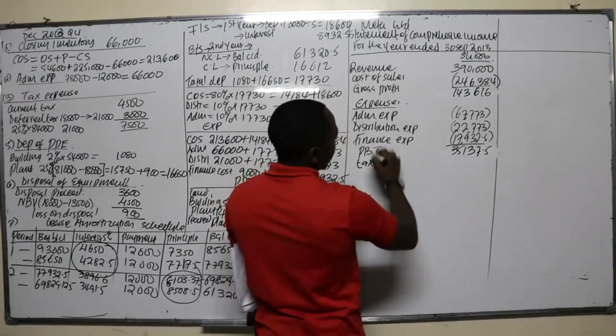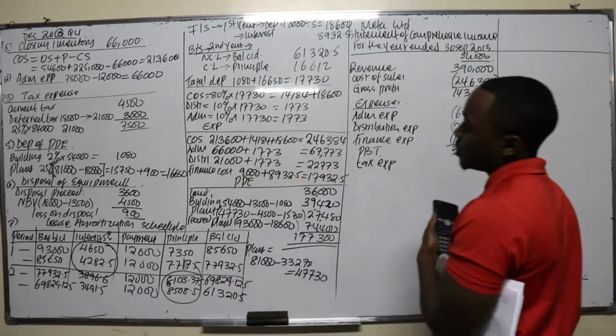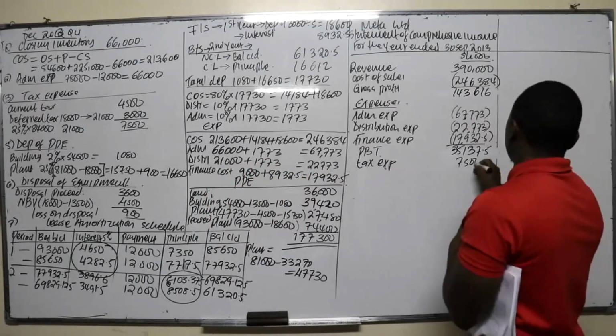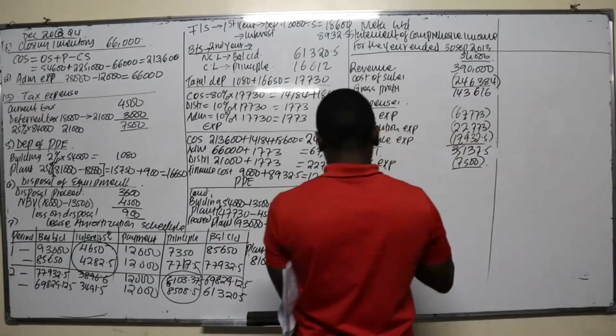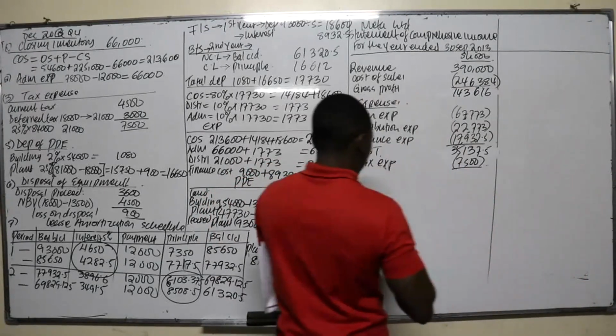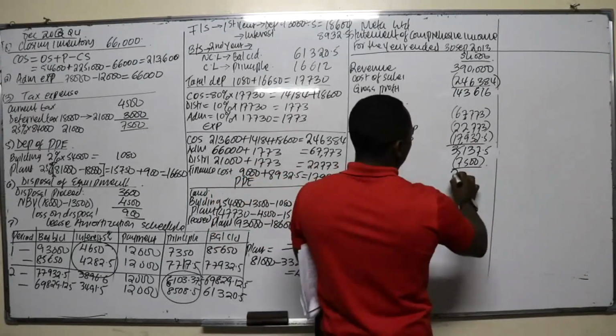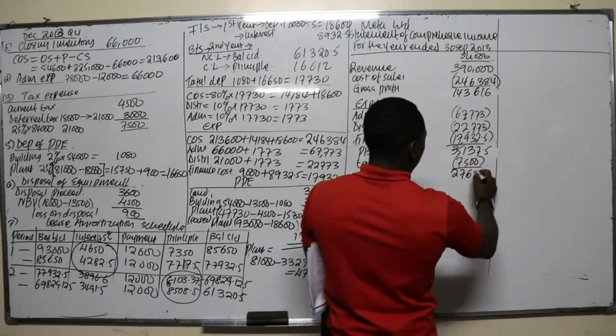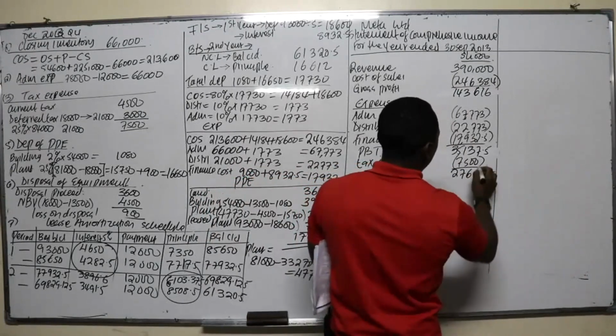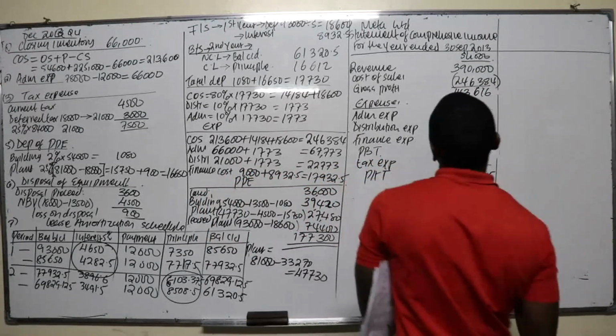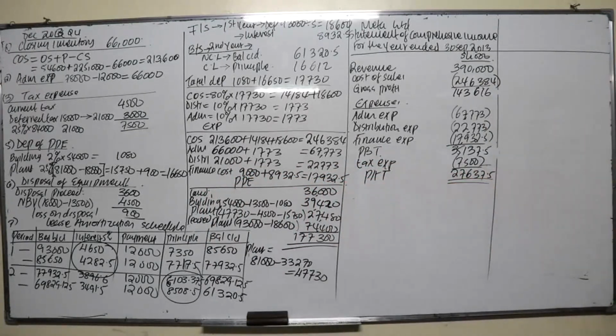Then you raise tax. Tax expense was 7,500. So our profit after tax will be 27,637.5. As simple as that.